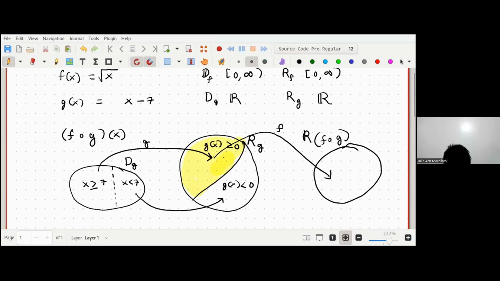Okay, so this part is the domain of f. So only a part of the domain of g can be carried over by f circle of g into the range. If g is less than 0, indeed we can't cross over from here to there. Not allowed.